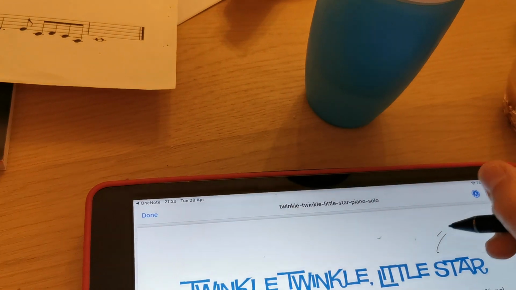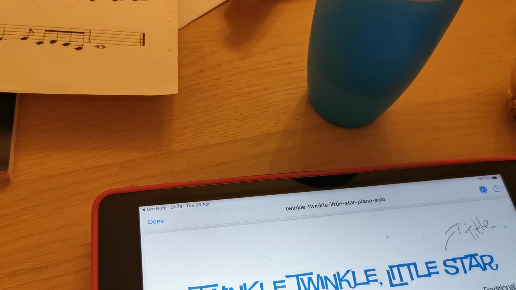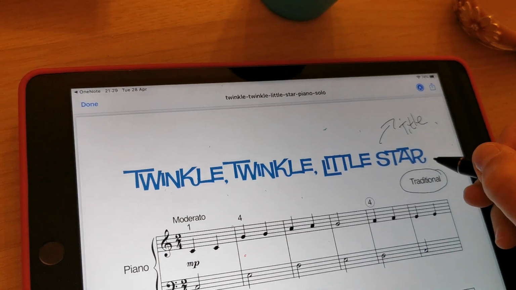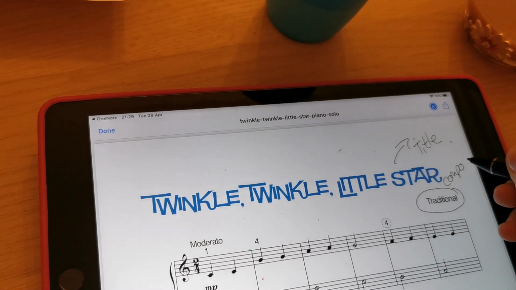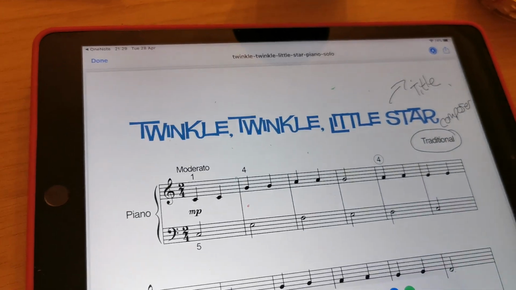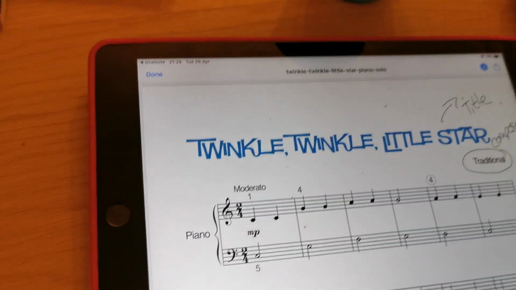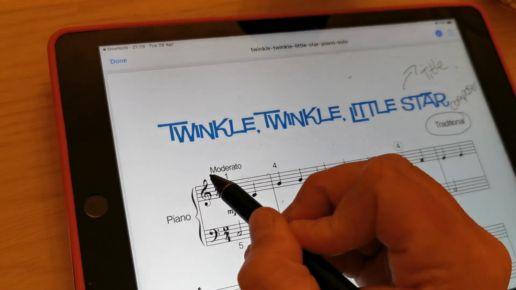First things first, we have the title. Fairly self-explanatory, it goes at the top. The top right-hand side would be the composer, and a prize to the first person who can tell me who composed Twinkle, Twinkle, Little Star.